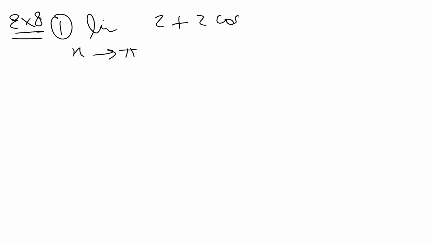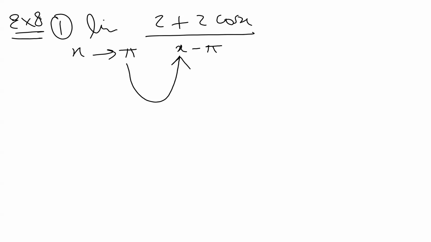We are starting with exercise 8 of limits. First question, limit x approaches towards pi, 2 plus 2 cos x upon x minus pi. This 2 might not be printed in your worksheet, so please make that change. Okay. Now x is approaching pi.